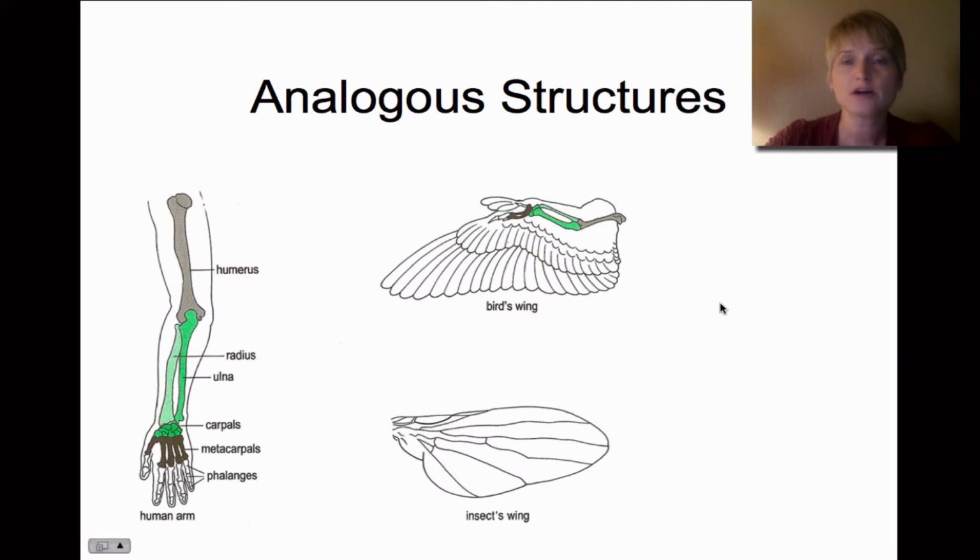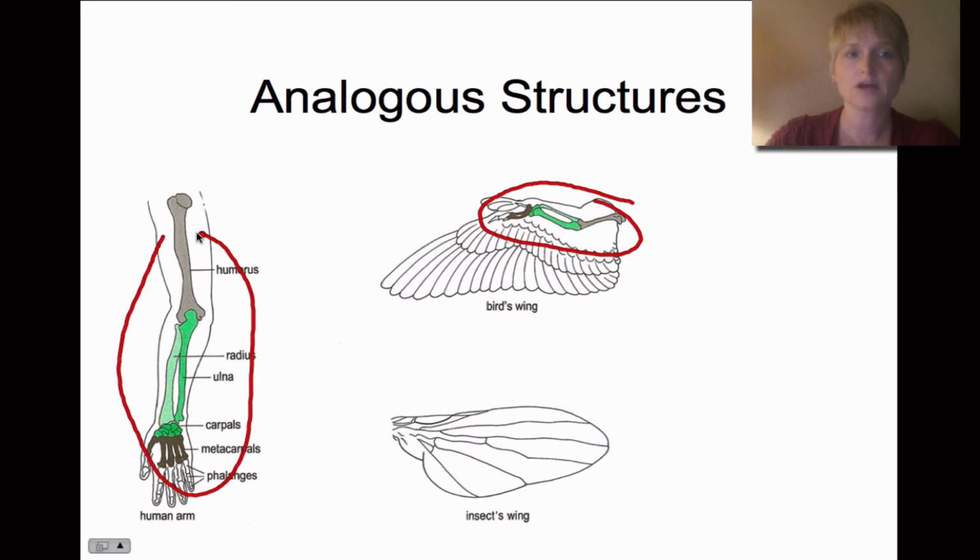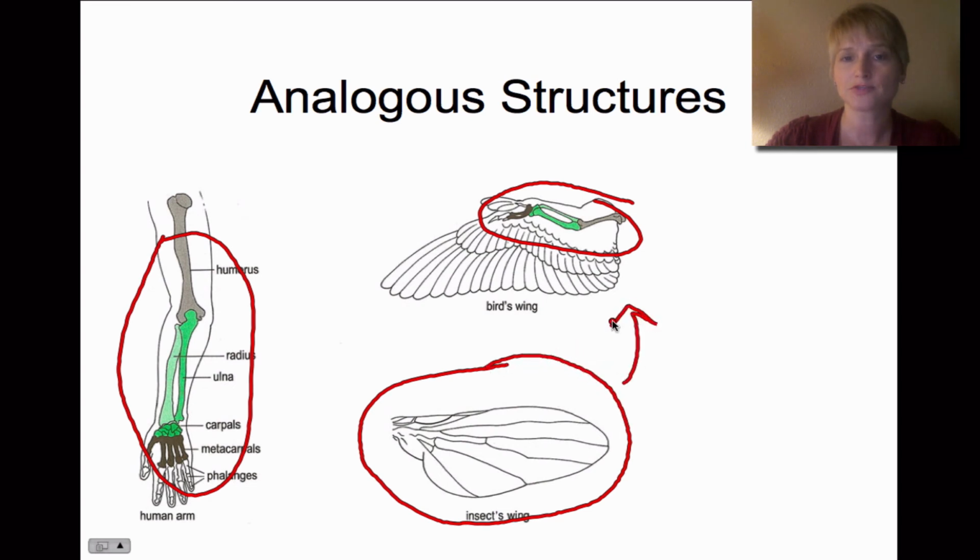We also have what we call analogous structures, and analogous structures are structures where maybe they do similar functions, but they evolved separately. So the human arm and the bird's wing bones are quite homologous. We see that they're rather similar in their development. But an insect's wing is an analogous structure to that bird's wing. So even though they do the same thing, they're designed for flight, they did not develop the same way. So those are analogous structures.